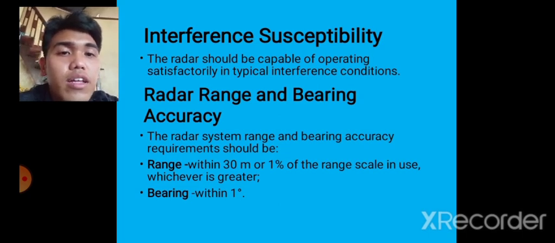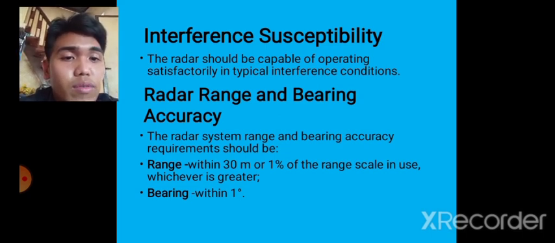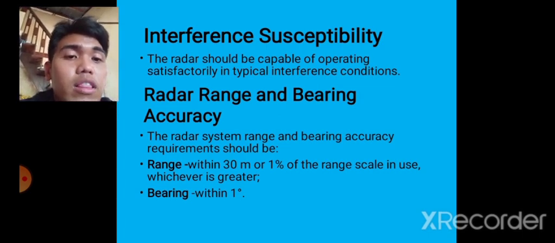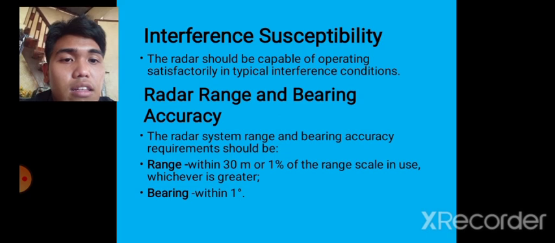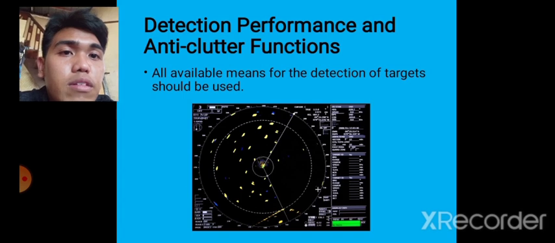Next is the radar range and bearing accuracy. A radar system's range and bearing accuracy requirement should be within 30 meters, or 1% of the range scale in use, whichever is greater. Next is within 1 degree. That is the bearing.